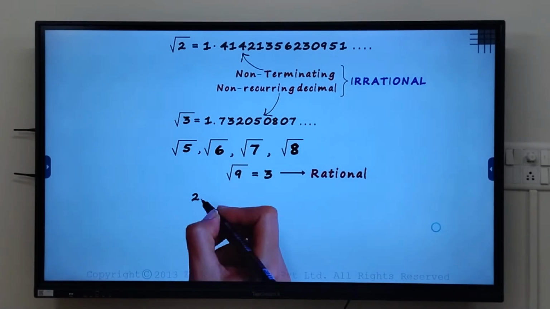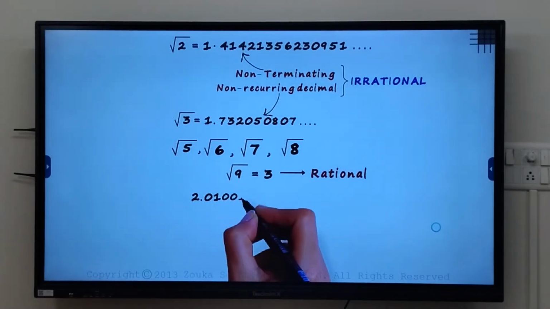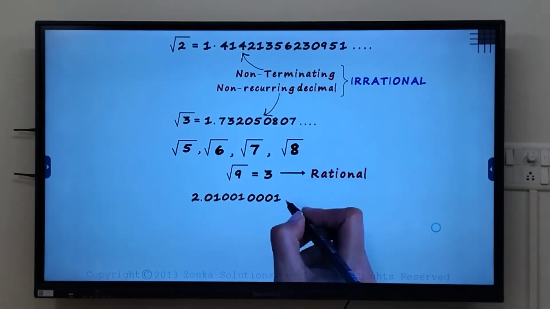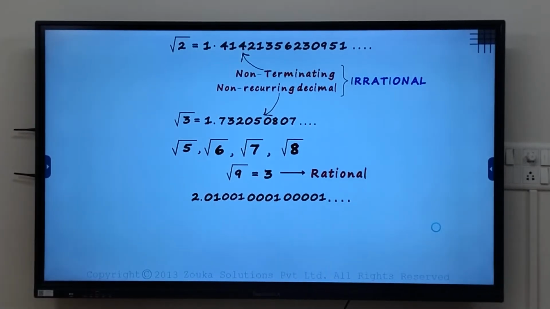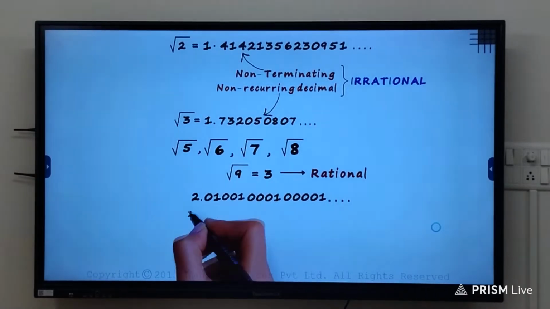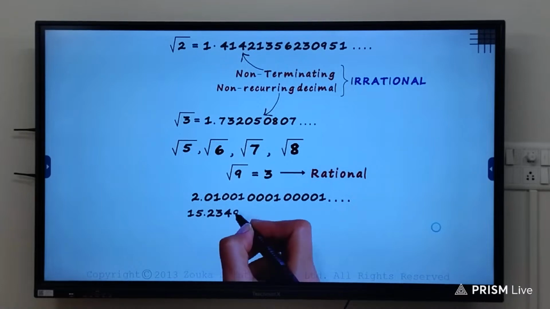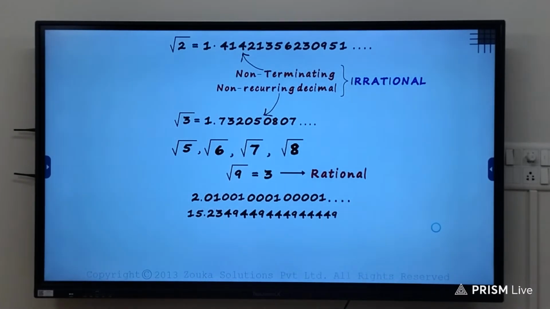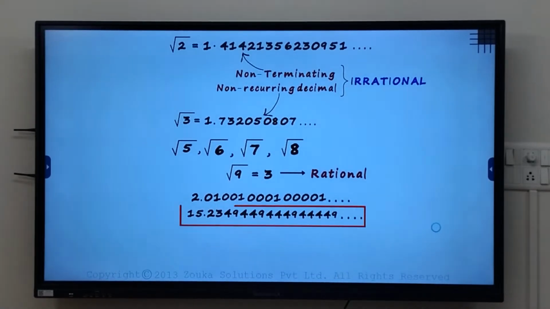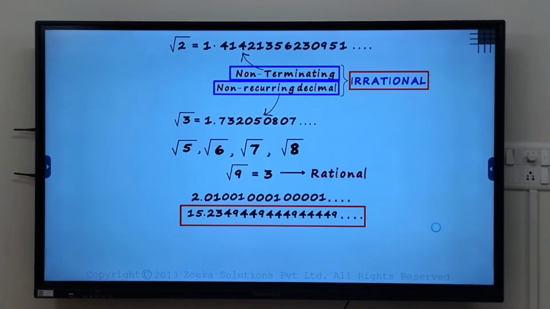Something like 2.01001, 0001, 00001, and so on. Here, the number does not end and is also non-recurring. This means that there is no pattern that repeats forever. You can even have a number like 15.2349, 449, 4449, 44449, and so on. This is also irrational as it is non-terminating and non-recurring.